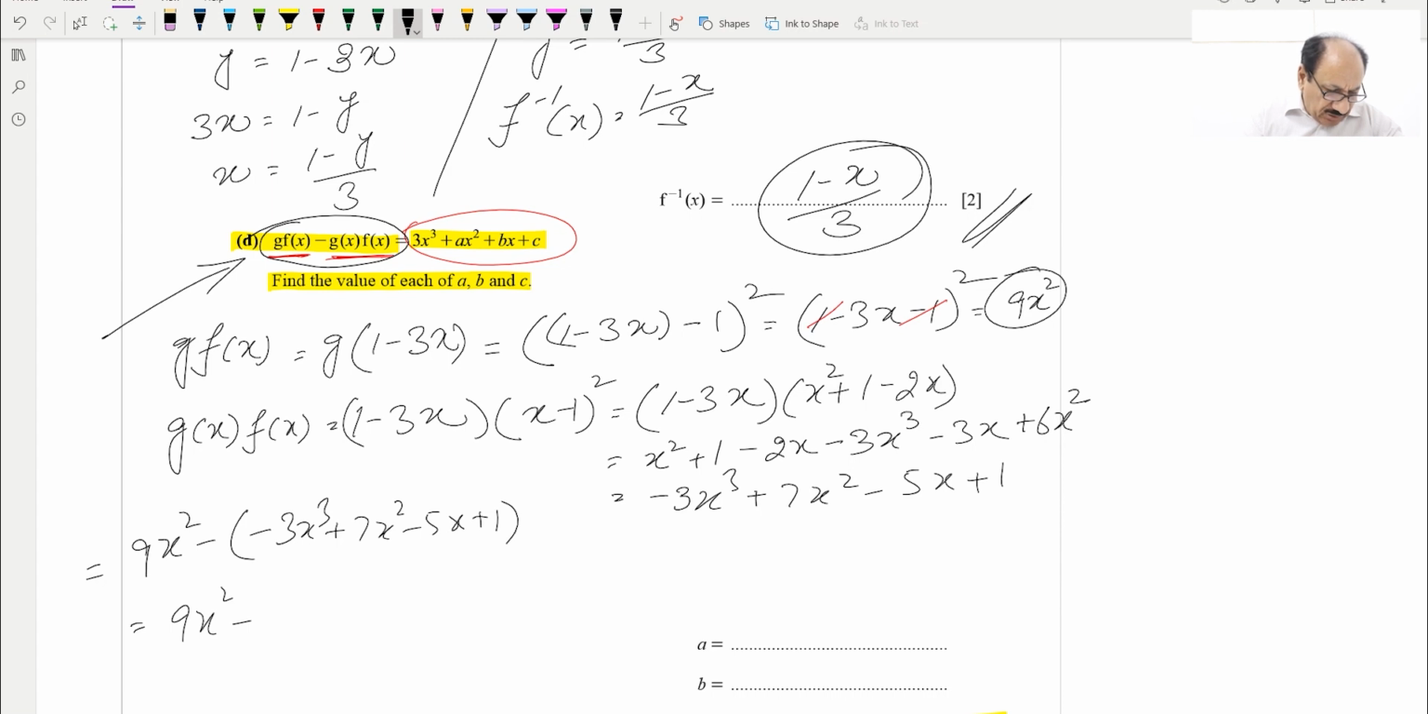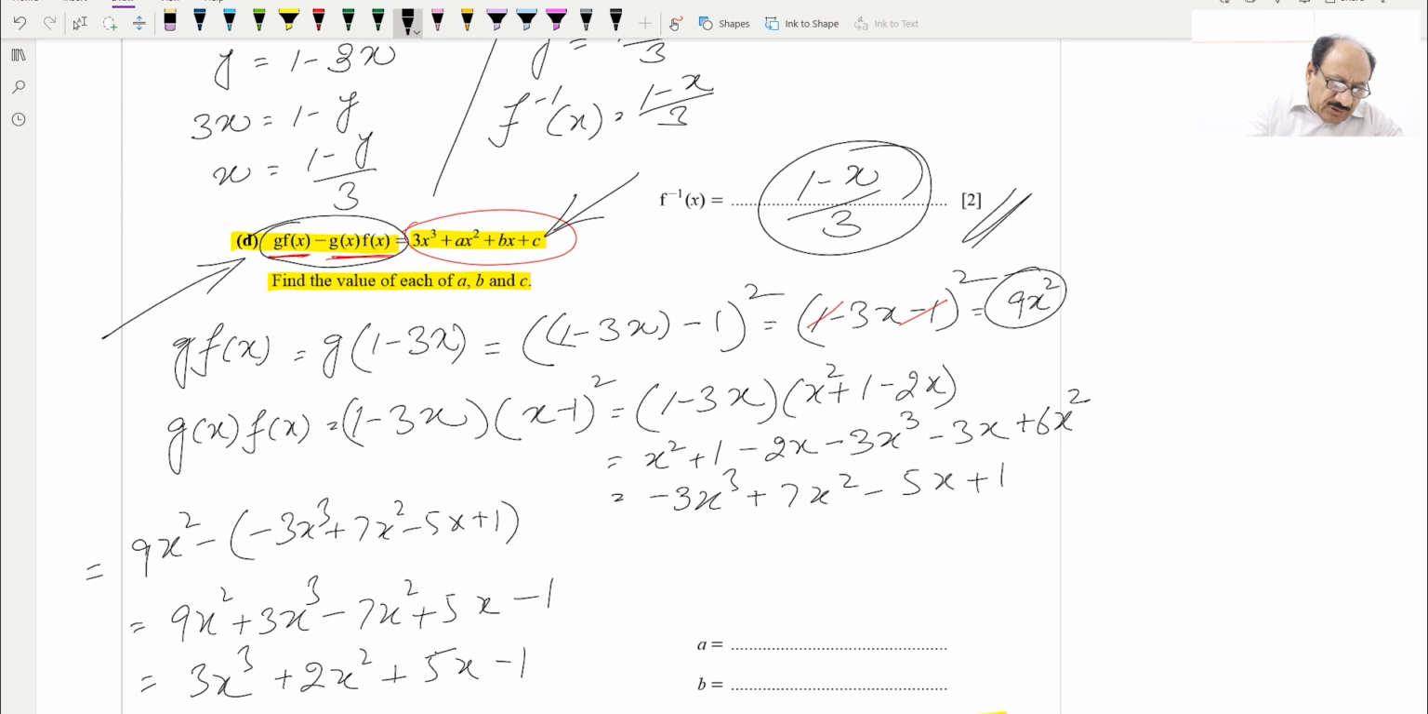This is what we are replacing in this equation, and we will get 9x square, and minus we will multiply, change sign, so plus 3x cube, and this will be minus 7x square plus 5x minus 1, and this will be 3. I will arrange and add the like terms, so 9x square minus 7x square will be plus 2x square and plus 5x minus 1. Now we can compare this with this given equation.